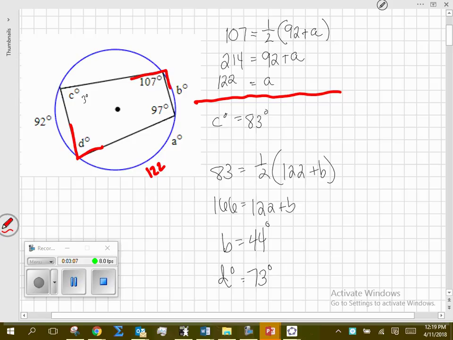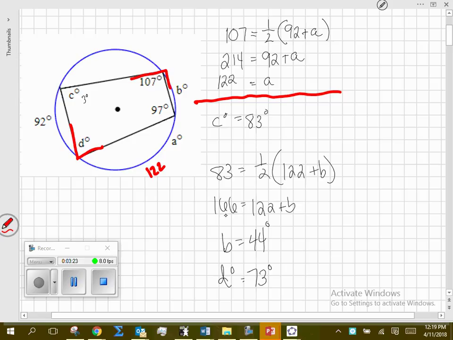Now, I'm not saying that's the only way. We said that we could have worked you found D and C first, and then now you have all those inscribed angles. You should be able to work your way out to the intercepted arcs. Or you can kind of go back and forth like we did there.